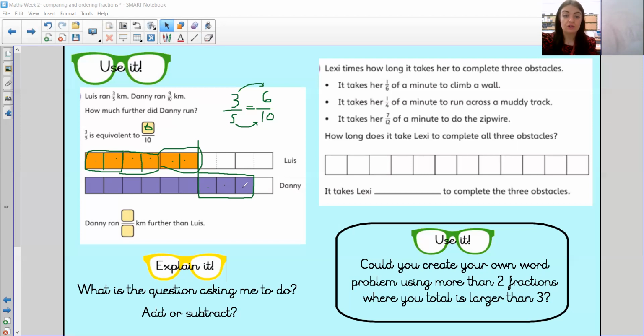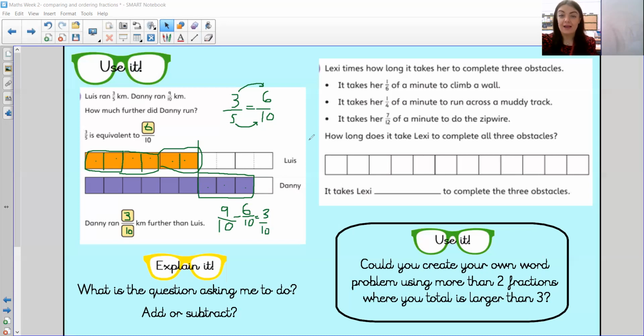But I can see that there's 1, 2, 3 more parts. So what are they? They are 3 parts. How many parts make your whole? 10ths. But we know whenever we're finding the difference, it's the same as subtraction. So the larger number, which is your 9/10, the distance that Danny has run, subtract the other distance, which is what Lewis has run, 6/10, will give you the same answer. So well done to you if you got that right.